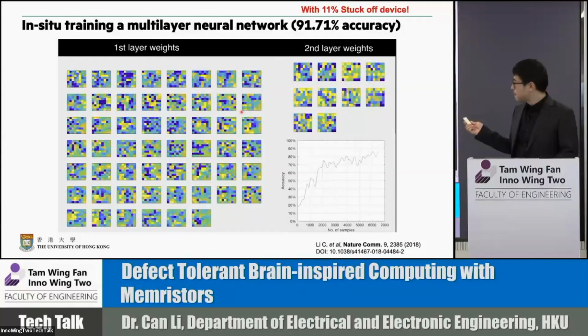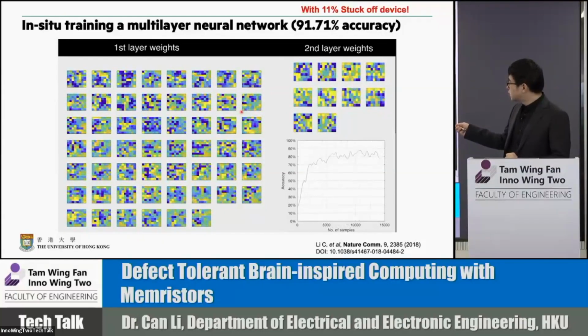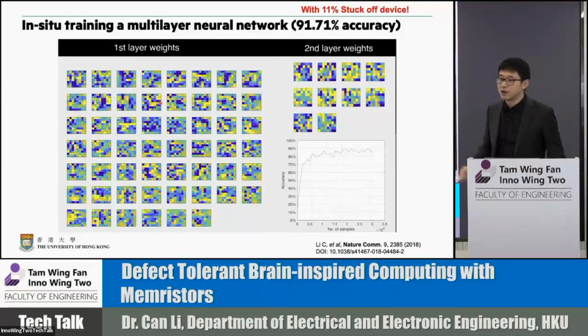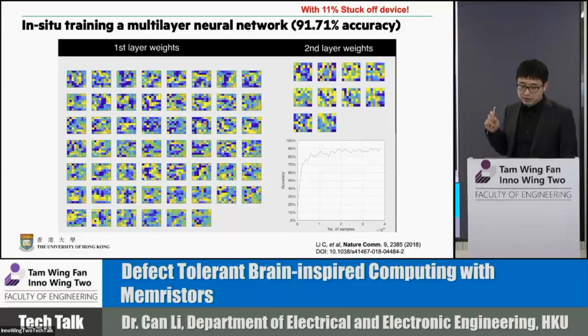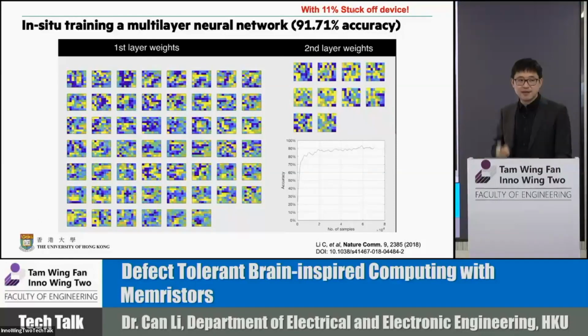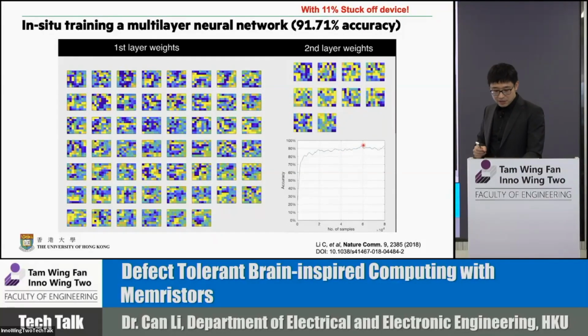This is our result. In this work, this shows the training process. You can see that all those pixels are flickering, which means they are trying to update. At the same time, you can also see there are so many dead pixels, which are not responding to the algorithm and the hardware at all. If you count those pixels, you can find almost 11% of pixels are dead. But this neural network can still be trained and get accuracy higher than 90%, which proves the defect tolerance of this algorithm if you can do in situ training directly on the hardware.